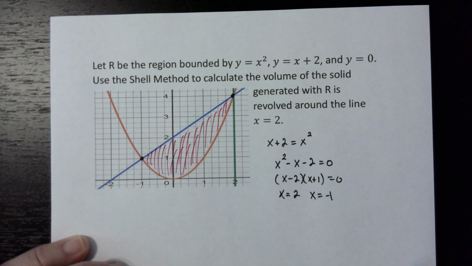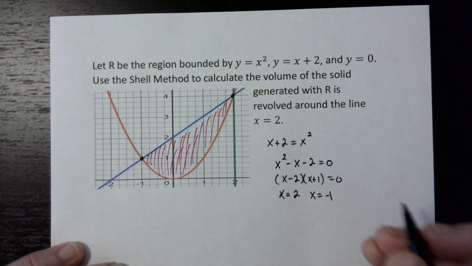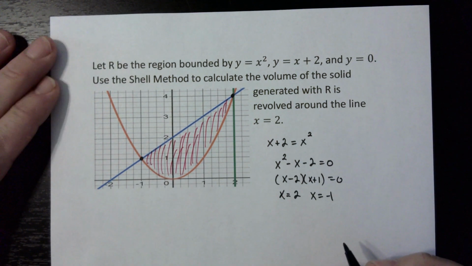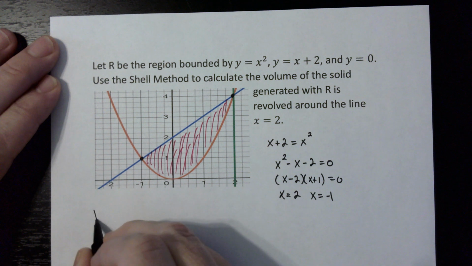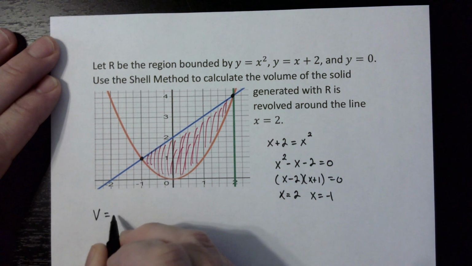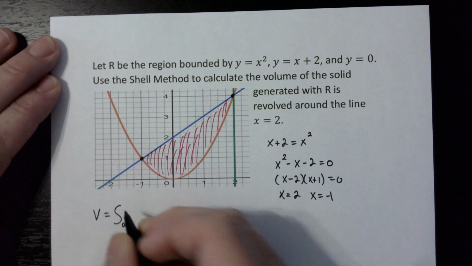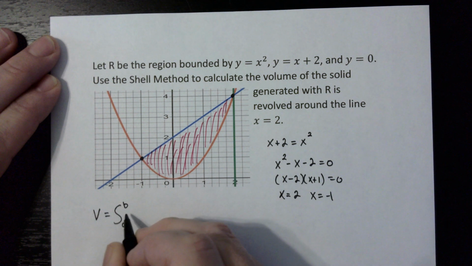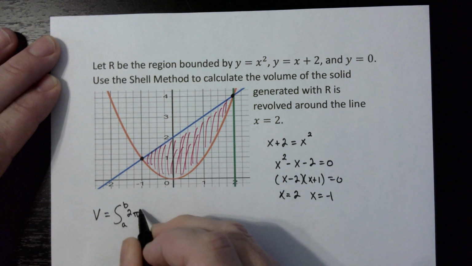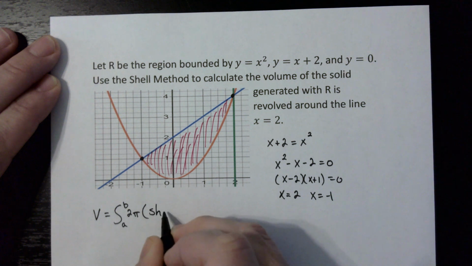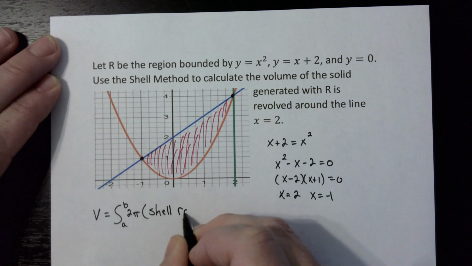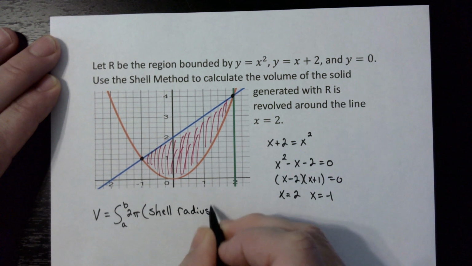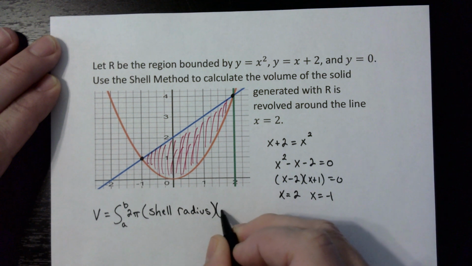Now we have the intersection points, which are going to be our limits on our integral. Now we can use the shell method. Let me write down what that looks like here. The volume using the shell method is the integral from a to b of 2 pi times the shell radius, and then we're going to multiply by the shell height.